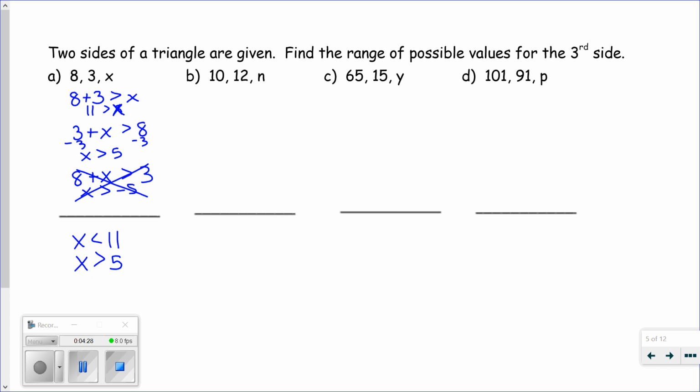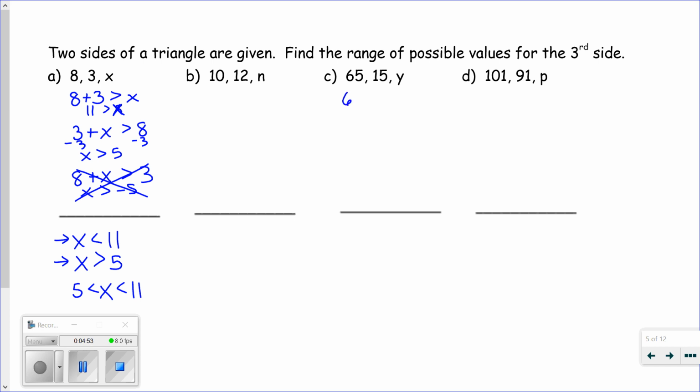And what do I get? If I put these together, so I said x has to be greater than 5. So 5 is sort of my start value, and 11 is my greatest value, so it must be less than 11. So the possible side lengths are going to be between 5 and 11. All right, let's do another one. We'll do one more. We'll do more practice with this in class.